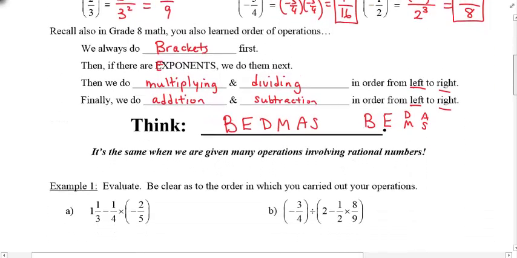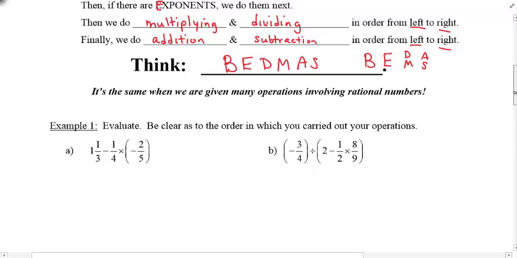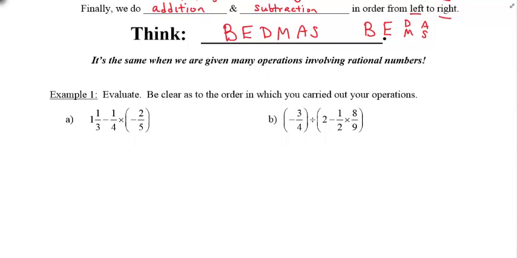Okay, so it's the same when we're doing it with rational numbers. So let's take a look at some examples. We're going to be clear as to the order in which you carry out the operations, because I think that's important here. So let's begin and take a look at example 1A. Now look at the question. My question is, what do I see? What operations do you see? I hope you can see that there's a subtraction, and we also have a multiplication.